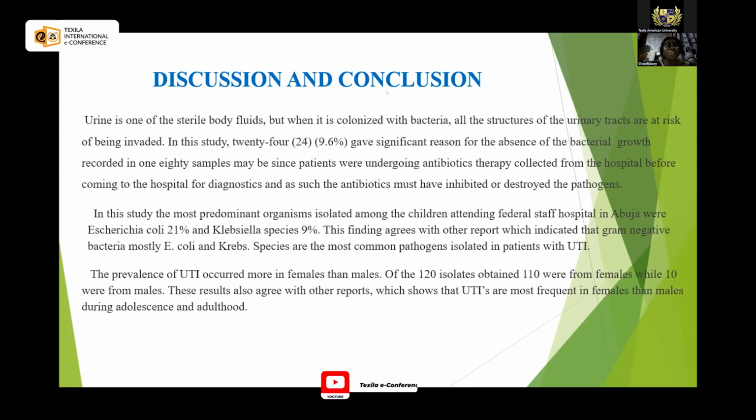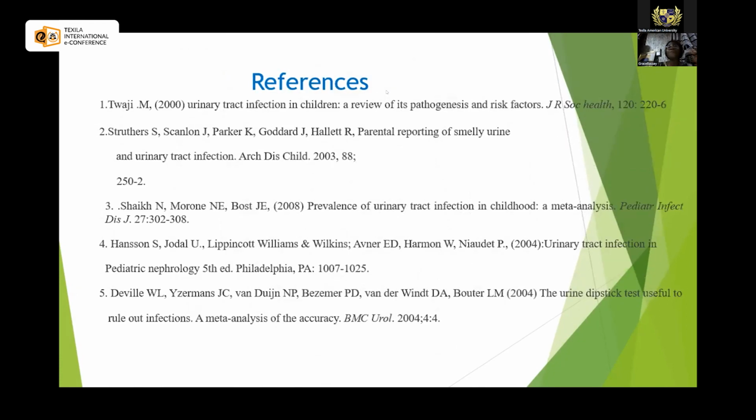And the prevalence of UTI occurred more in females, like I said earlier, as a result of the short urethra, which I showed in the female anatomy, than in males. Of the 120 isolates obtained, 110 were from females, while 10 were from males. This result also agrees with other reports, which show that UTIs are most frequent in females than in males during adolescence and adulthood. So I just cited a few of the references amongst the others.